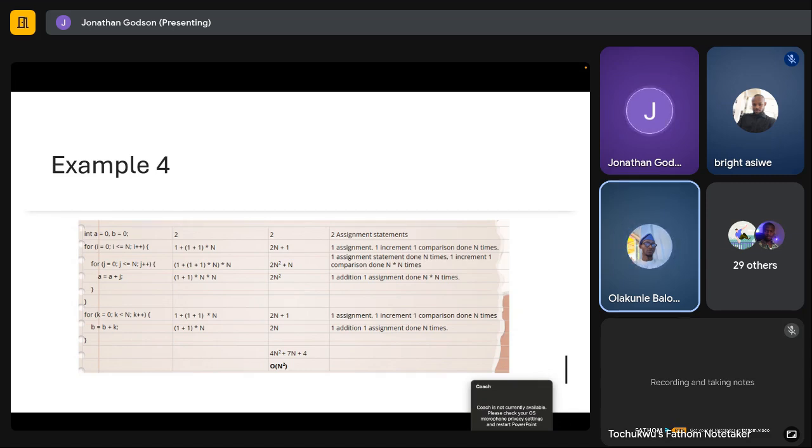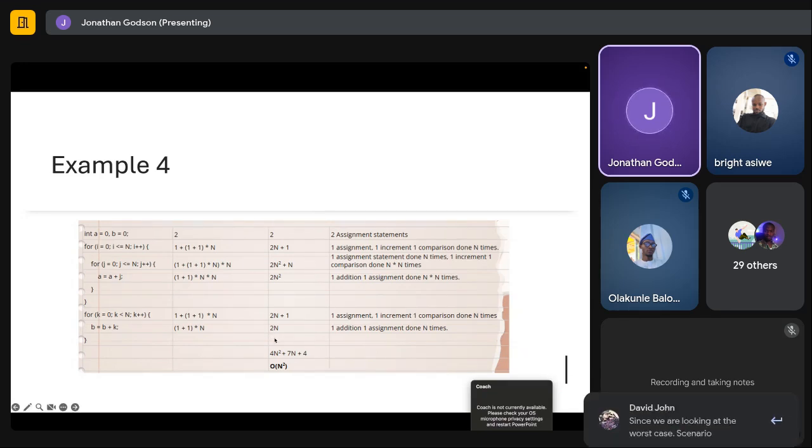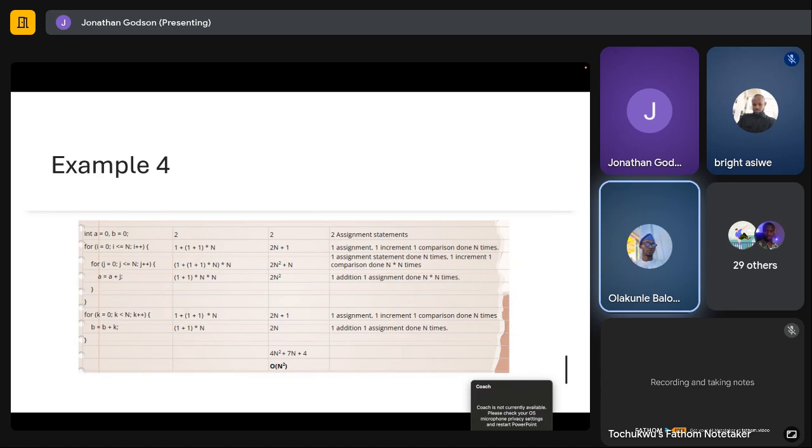Okay, all right, thank you. So big O in its entirety is dealing with the worst case. n squared is worse than n, so you consider n squared. I don't know if that answers your question. Yes, thank you.